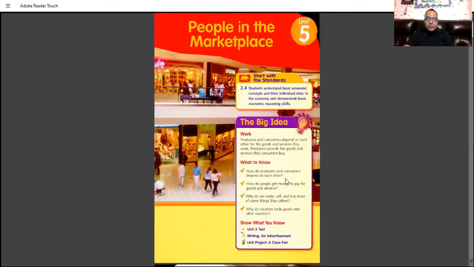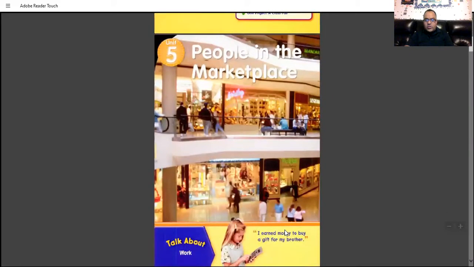How do producers and consumers depend on each other? How do people get money to pay for goods and services? Why do we make, sell, and buy more of some things than others? Why do countries trade goods with other countries? These are all the beautiful things that you'll learn in this section.